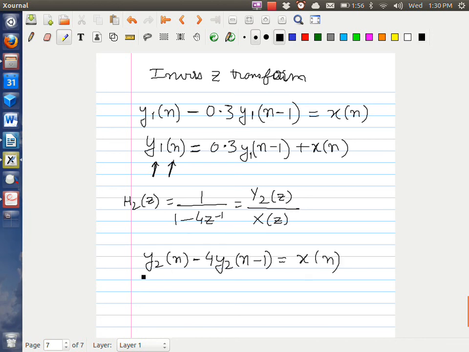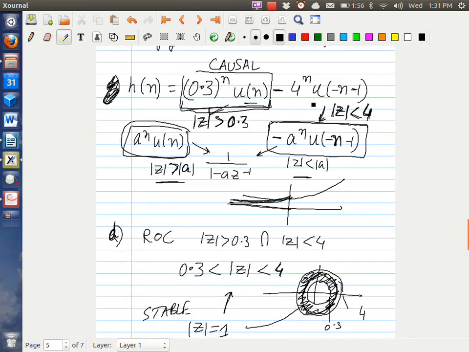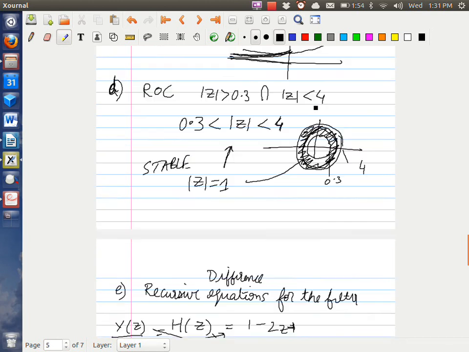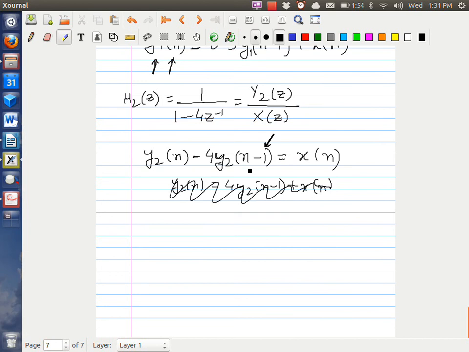Now again, you could always write y2 of n in terms of this, but this is wrong for this particular question. It is asking for the stable version. The stable version that we came up with was anti-causal. You have a u of negative n, so you have to come up with the anti-causal version of this equation. And how would you do that? You look for the term of y with the maximum delay, the term with the most shift.